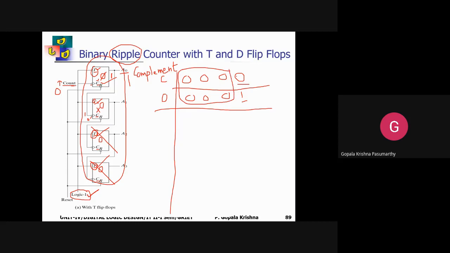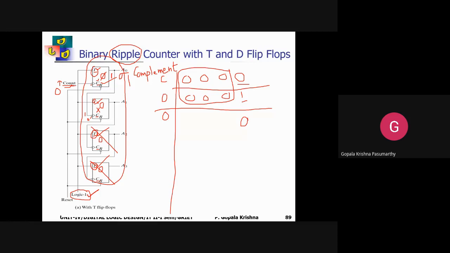See, we have been counting from 0 to 1. Now again give the clock. Again you give the clock count. What happens? Again this 0 becomes 1, and again this clock becomes active. See, because already there is a 1, so 1 becomes 0. Means A0 is 0 now.